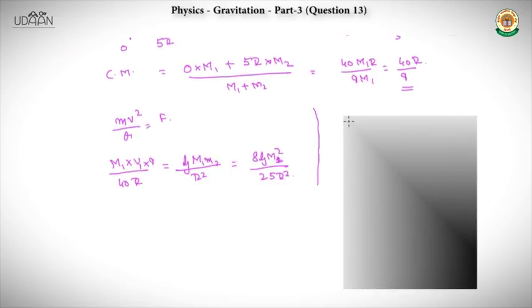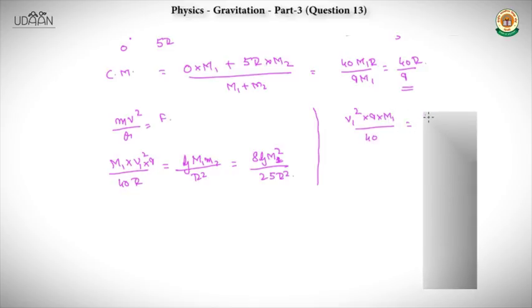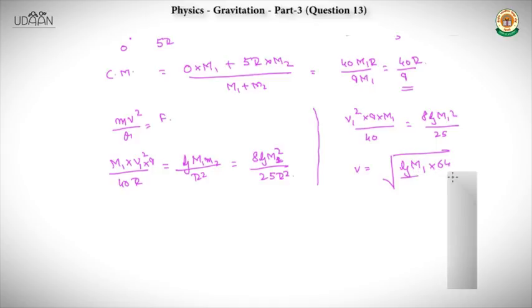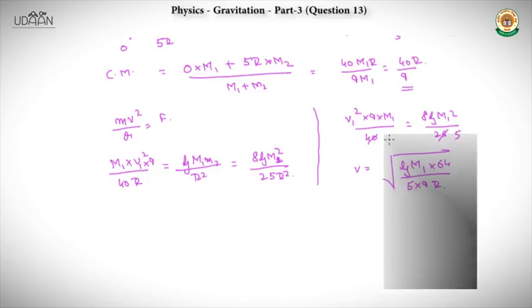So m1 v1 square into 9 into m1 upon 40 is equal to 8 G m1 square upon 25. I'll cancel off a little bit. So v comes out to be G m1 into 64 upon 5 into 9 r, because this thing will get cancelled off. There will be 5 over here, 8 over here, 8 into 8, 64, 5 into 9. Correct. So this would be, and this m would get cancelled off.